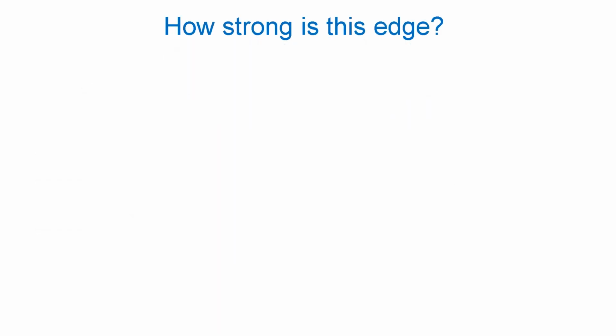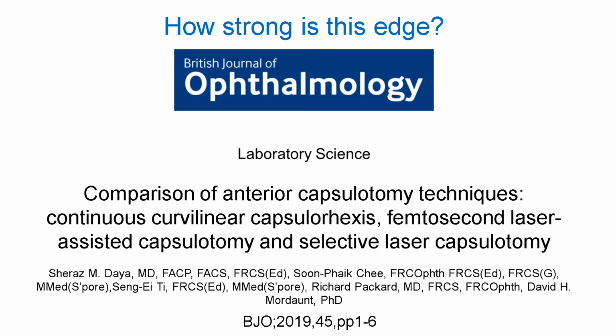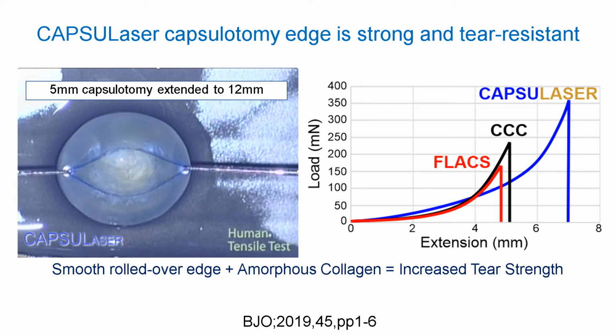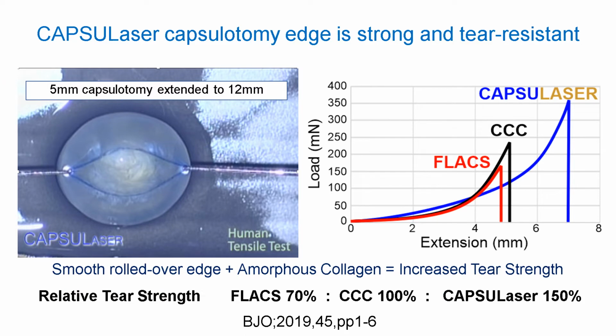We wanted to see how strong the edge was, and in a study published in the British Journal of Ophthalmology, we compared anterior capsulotomy techniques for continuous curvilinear capsulorhexis, femtosecond laser assisted capsulotomy, and selective laser capsulotomy. We were able to show that the CAPSULaser capsulotomy edge is strong and tear resistant, and when compared with FLACS and CCC, if CCC was considered to be 100%, FLACS was 70%, and CAPSULaser was 150% in terms of relative tear strength, and this was significant at P being less than 0.01.